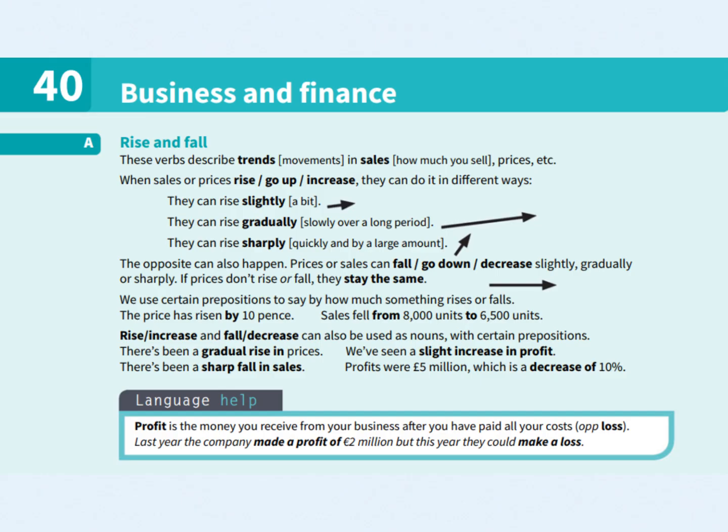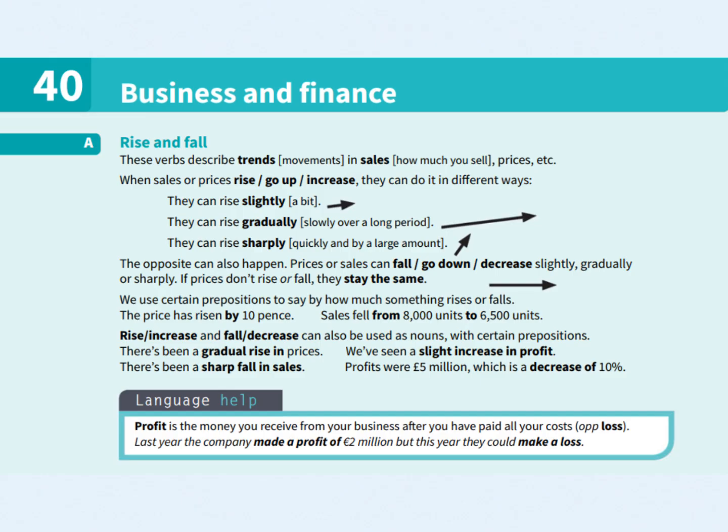A figure may rise slightly, meaning that it increases by a small amount. It may rise gradually, meaning that it increases slowly over a period of time. It may also rise sharply, meaning that it increases quickly and by a large amount.